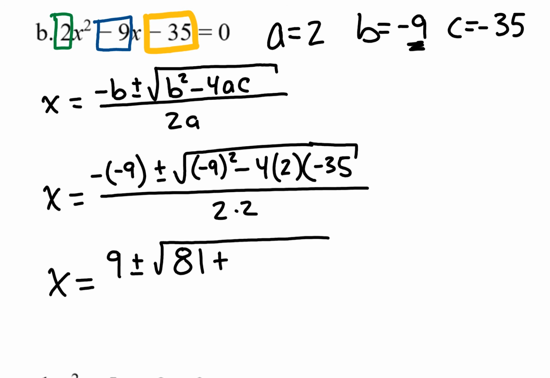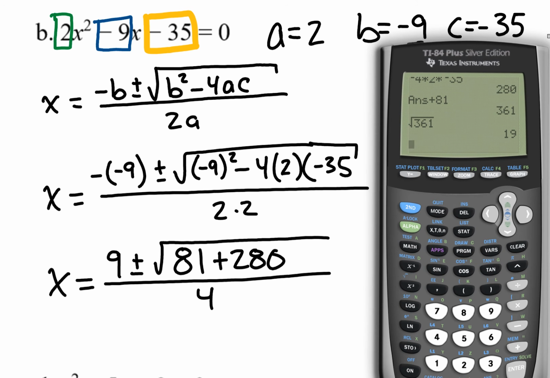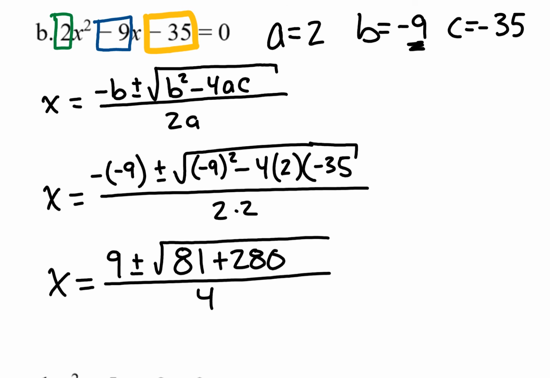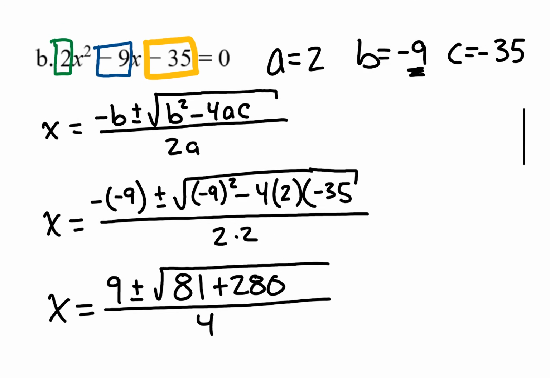So I've got plus 280, and all of that is going to be divided by the number 4. So when I add 280 with 81, I get the number 361. And unfortunately, or is it fortunately, 361 is a perfect square. That's 19. I was just checking it off screen. I couldn't do that without my calculator. Sorry, just being honest.